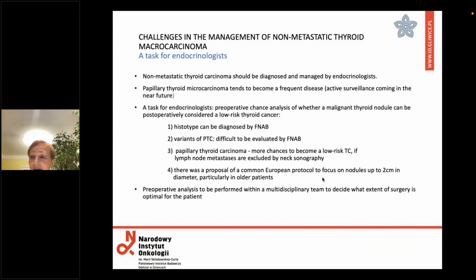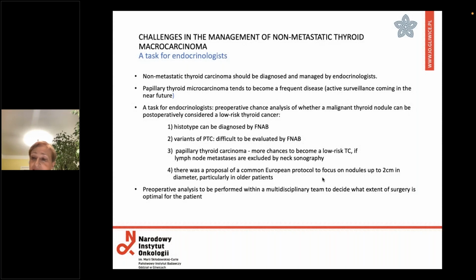However, we are aware that non-metastatic thyroid carcinoma is a heterogeneous disease, and we endocrinologists are obliged to analyze the probability of finding post-operatively low-risk thyroid cancer, which deserves lobectomy. We can base our prediction on the analysis of fine needle aspiration biopsy. FNAB allows for the diagnosis of papillary thyroid carcinoma, and we know that this histotype is more often low-risk thyroid cancer, provided, of course, that we do not see suspected neck lymph node metastasis by neck sonography.